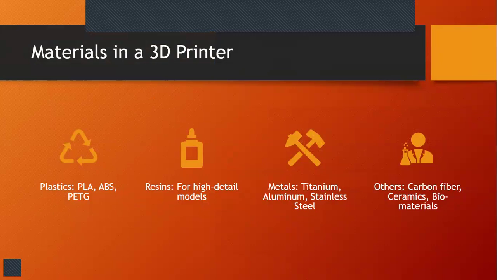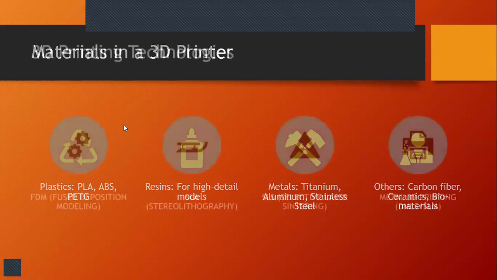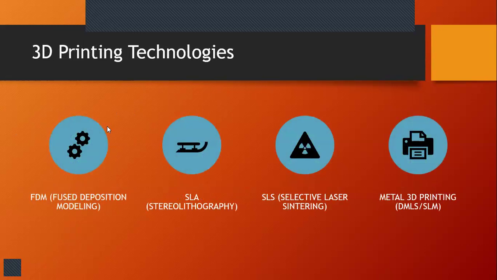And then we have to use some resins. If you want more high detail models, normally we use these resin 3D printers. And sometimes metals may be needed: titanium, aluminium, stainless steel, likewise. And sometimes we may need carbon fiber, ceramics, and biomaterials as well. So using these materials, these machines print whatever model you created from your CAD software. So there are different technologies.